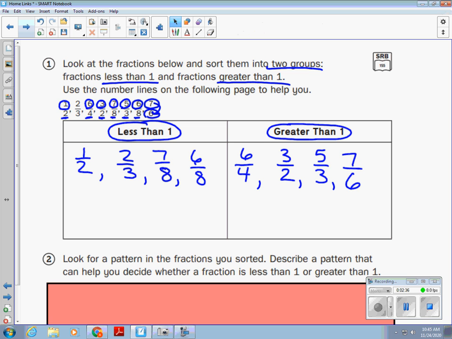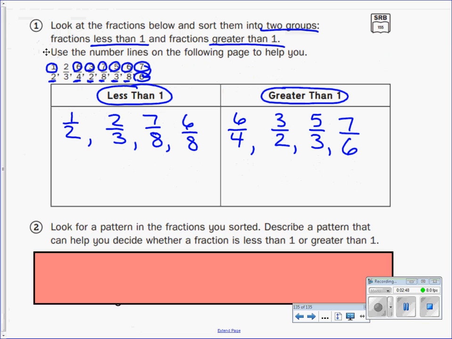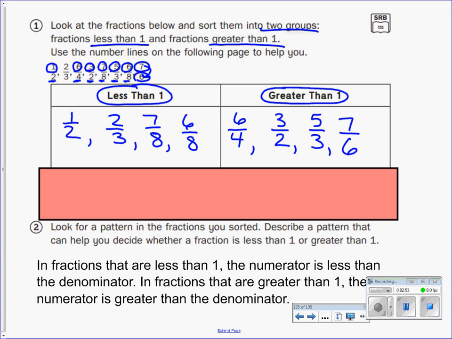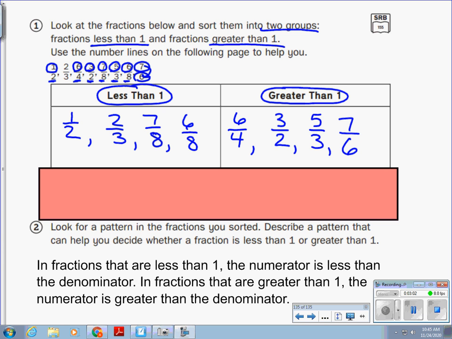All right. On the last one, it says look for a pattern in the fractions you sorted and then describe the pattern that can help you. All right, so if I look at this, put that on full screen so you can see it. It's just what we said. In fractions that are less than 1, the numerator is less than the denominator. In a fraction that is greater than 1, the numerator is greater than the denominator.